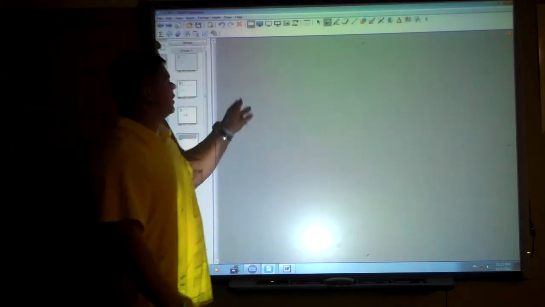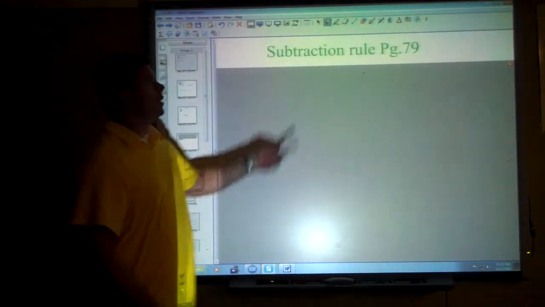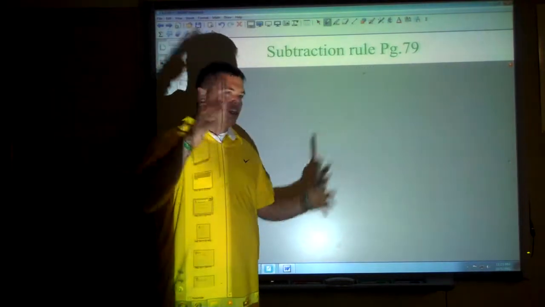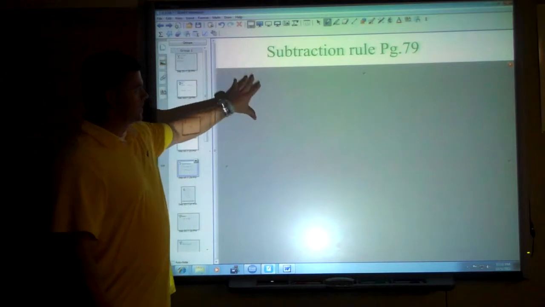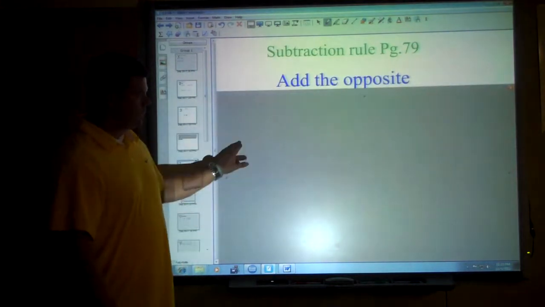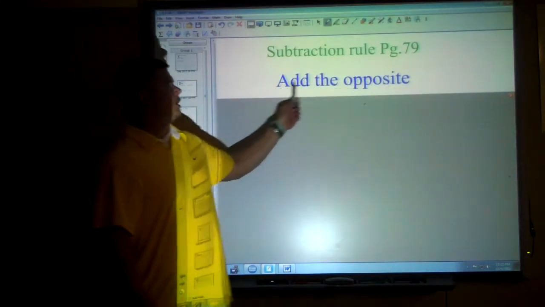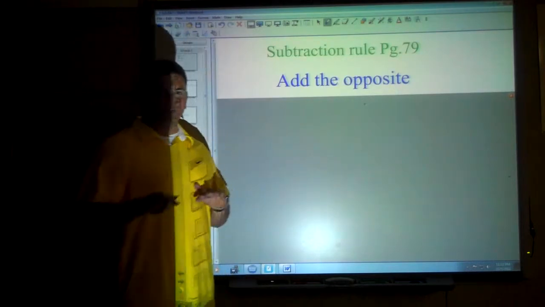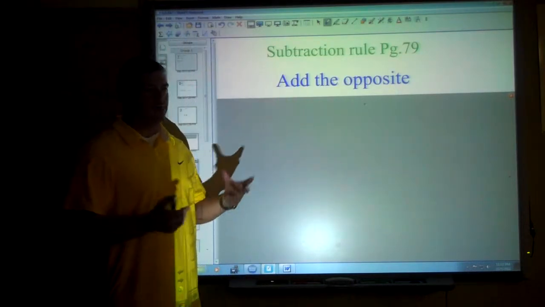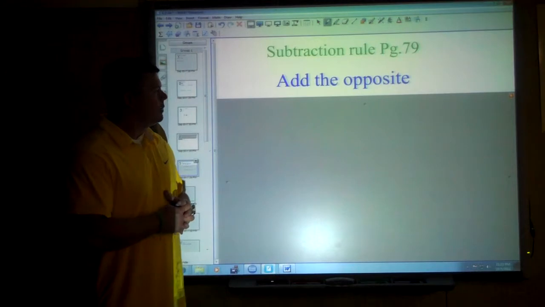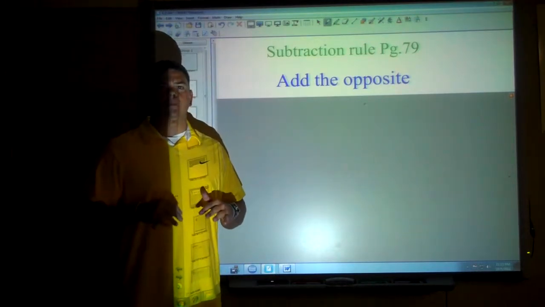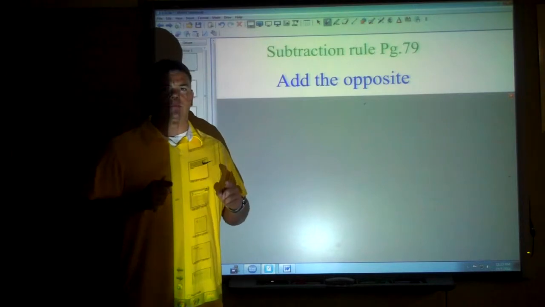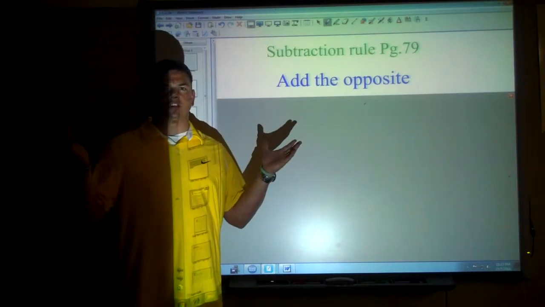So our first bit of info here talks about subtraction, and there's a rule on page 79. It's a little bit confusing, that rule, so don't get too caught up in the rule itself. This is really the concept that I want you to get a hold of. And it may not make sense at first, especially reading it up here, add the opposite doesn't necessarily make sense. But what I'm telling you is you can change any subtraction problem into addition. Now you might say, what? How can you just change a subtraction sign into addition?